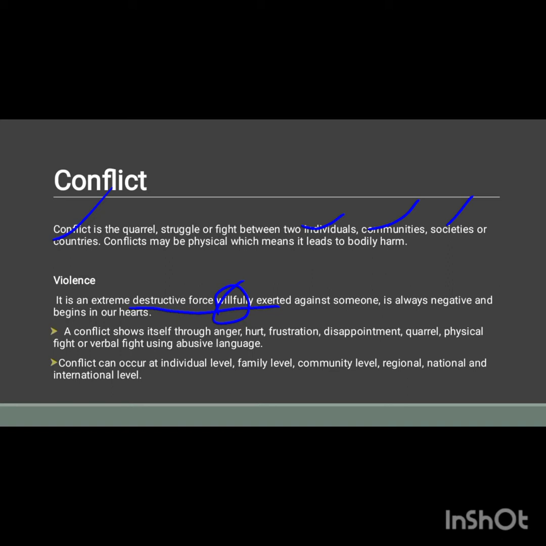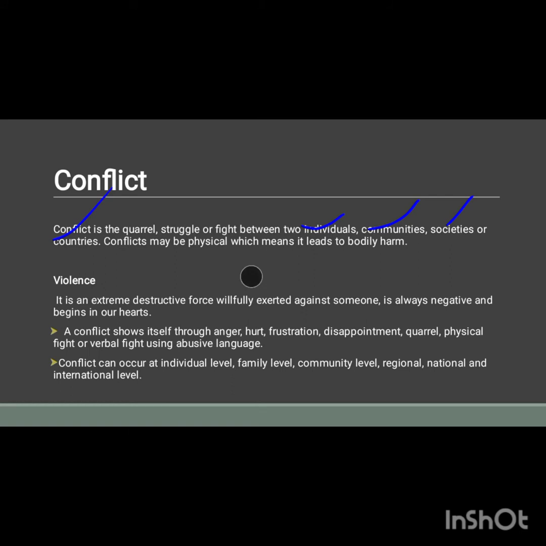It starts in your mind. You think to say, we should attack Ukraine. You planned it. Then you exert your force against that country. Then that is violence. Extreme destructive force. So here we're talking about the extreme destructive force. That is violence under conflict. So do not confuse the two. Have violence under peace and violence under conflict.